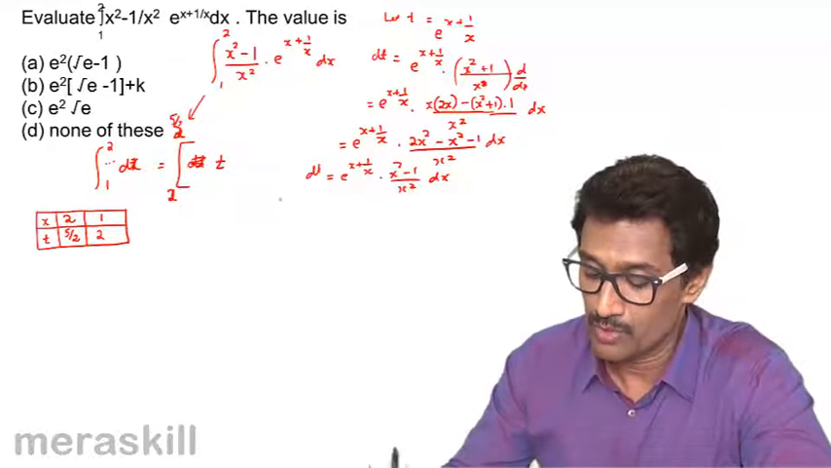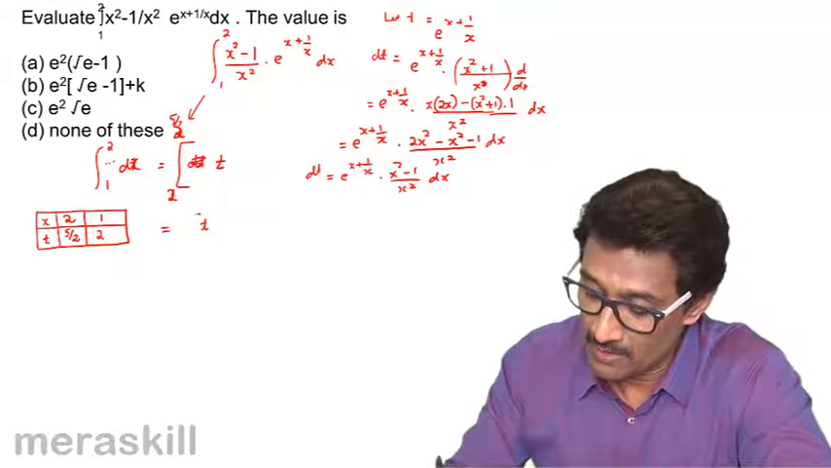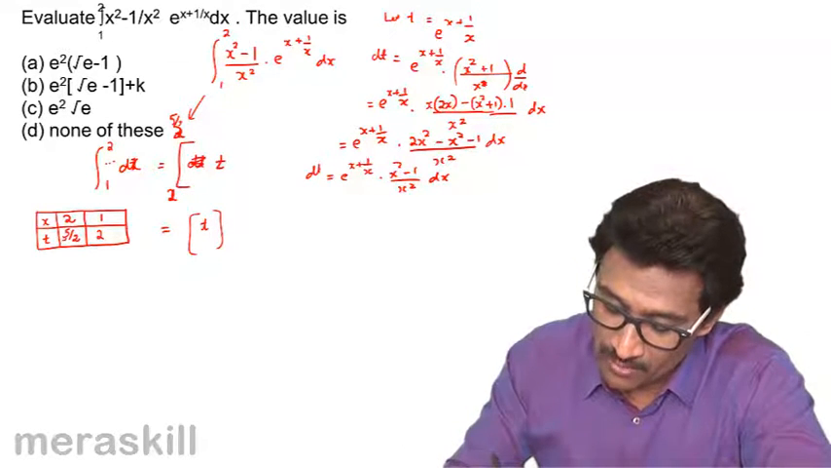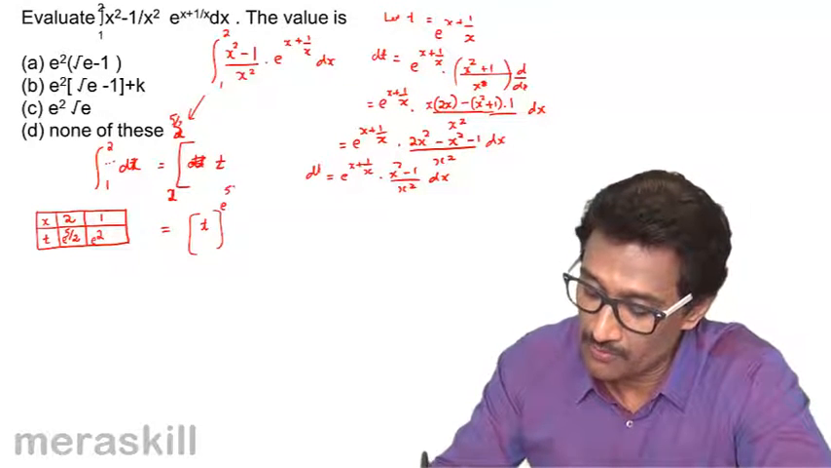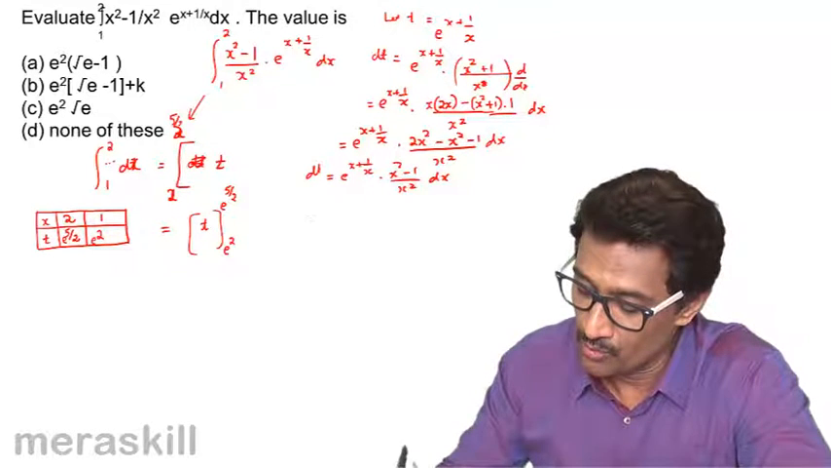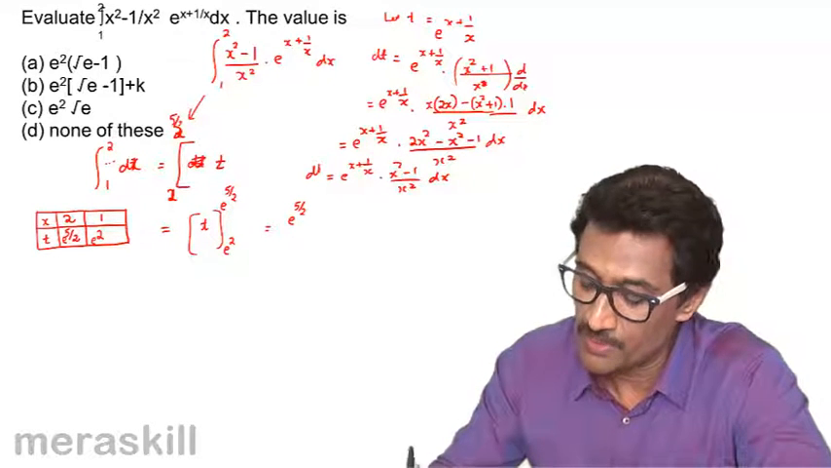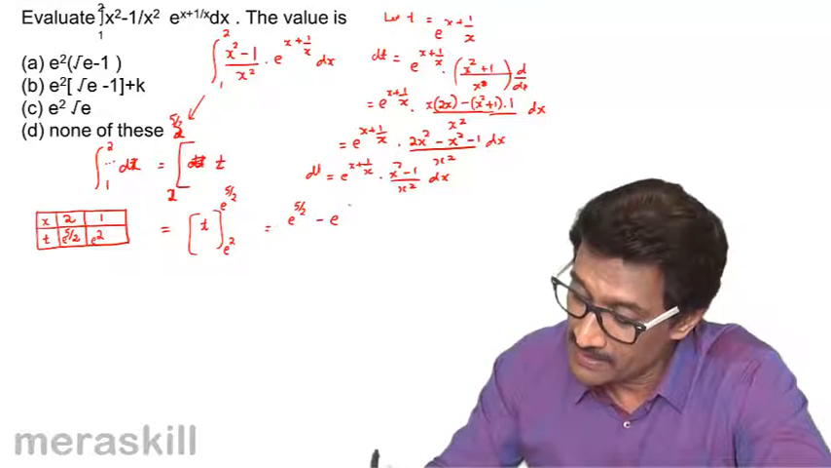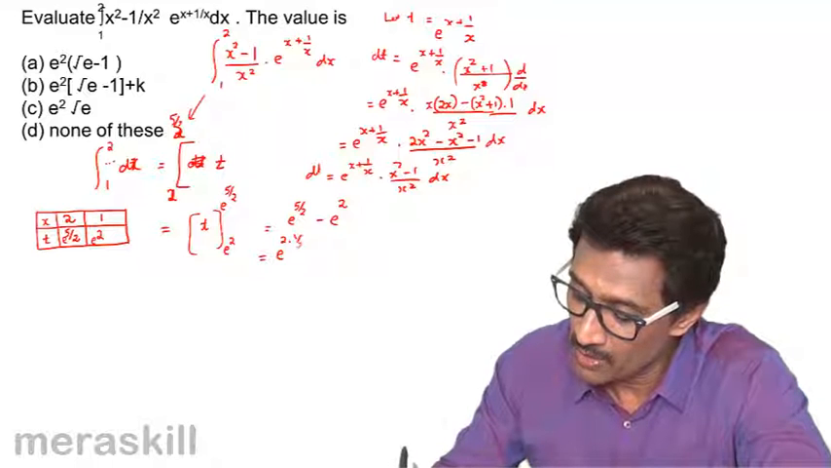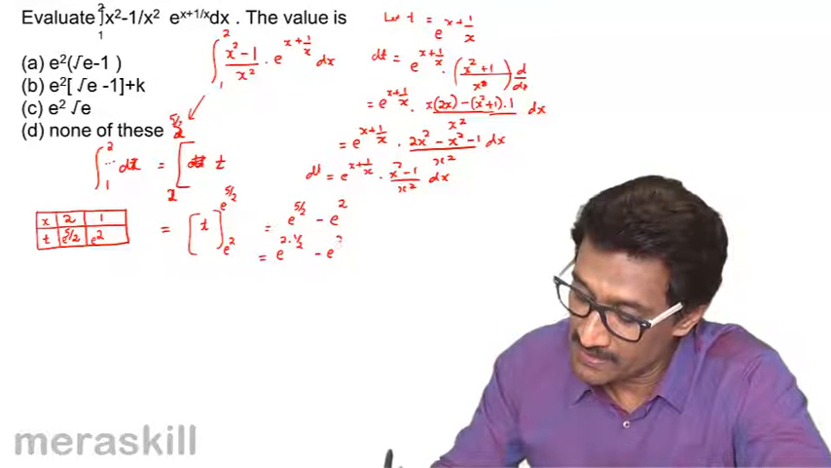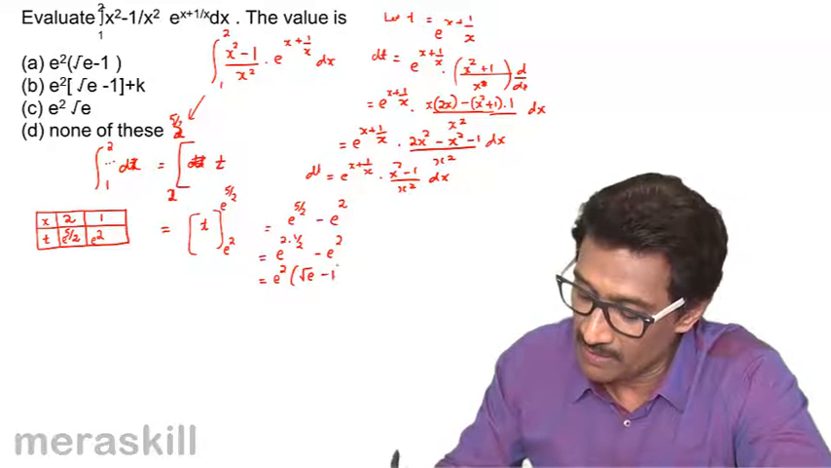So this whole thing will be from e raised to 2 to e raised to 5 by 2, of dt. So eventually it is going to be e raised to 5 by 2 minus e raised to 2. This can now be written as e raised to 2 into e raised to half, minus e square. So you get e square into e raised to half, that is root e, minus 1.